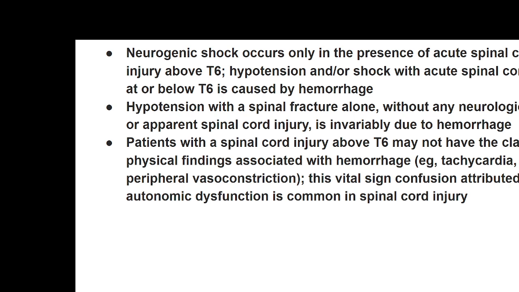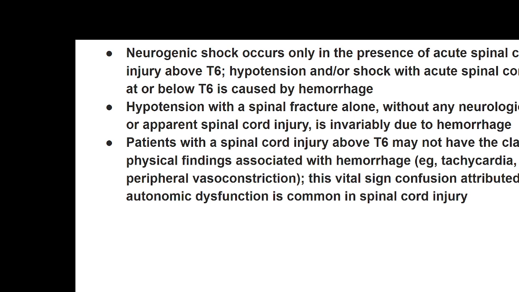Now, if a hemorrhagic shock is presented, then the patient requires volume replacement. Neurogenic shock requires vasopressor drugs like methamphetamine or so on. So, to decide about that, this is one of the criteria. Then hypotension with a spinal fracture alone, without neurological deficit or apparent spinal cord injury, is invariably due to hemorrhage. If there are no neurological presentations, but shock occurs with the spinal fracture, it's not due to spinal shock, it's due to hemorrhage only, and hence volume replacement would be the priority.